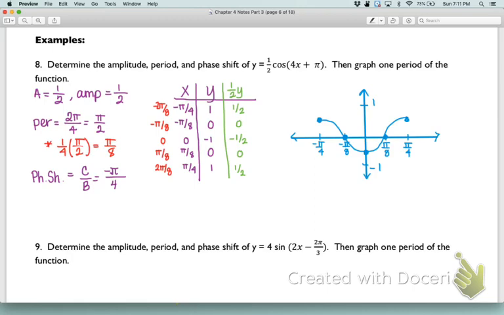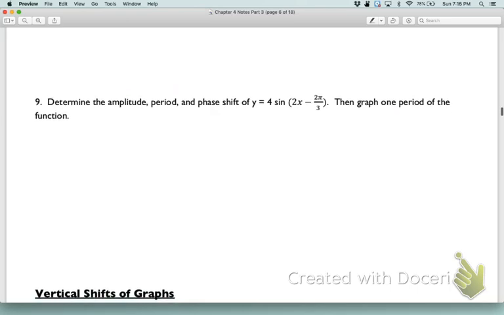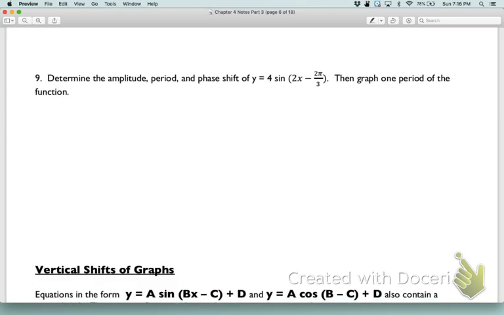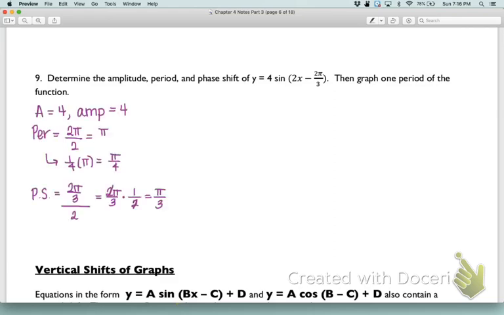So let's go ahead and look at number 9. Amplitude, period, and phase shift for this graph. So again, we're going to go through and calculate the value of A, B, and C, and then use those to determine the amplitude, period, and phase shift. So here is what we get.